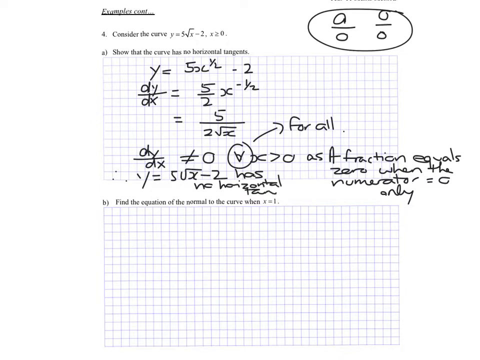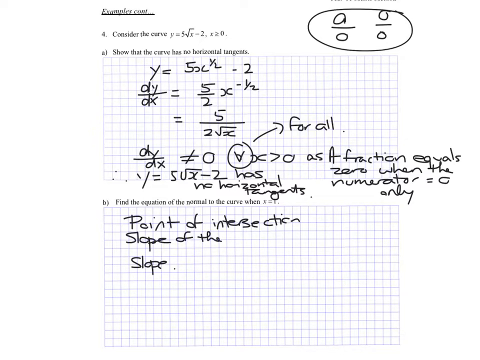Now, part B of this says to find the equation of the normal. So you're going to do that the same way as before. You're going to find the point of intersection. I'm not going to write it out; I want you to have a go at it. You're going to find the point of intersection, and then you're going to find the slope, because you will have found the derivative. So you do the slope of the tangent, and then you just have to negative reciprocate that to get the slope of the normal, and then you write the equation, etc. So I'm not going to go through that any further than that.